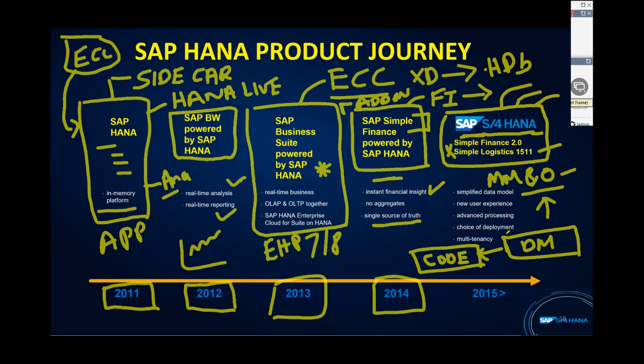So S/4HANA is a big change for any enterprise or any business because it has a new data model, it has new coding for it. But for end users, it remains minimal changes. It simplifies for them. So right now we are on the 16.10 version of S/4HANA. Any questions here? Any question about the different terminologies we have?